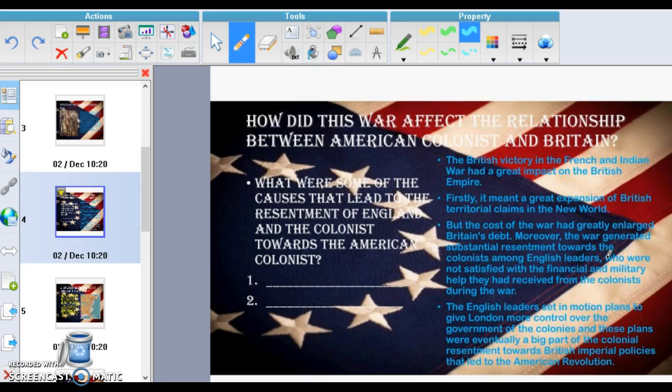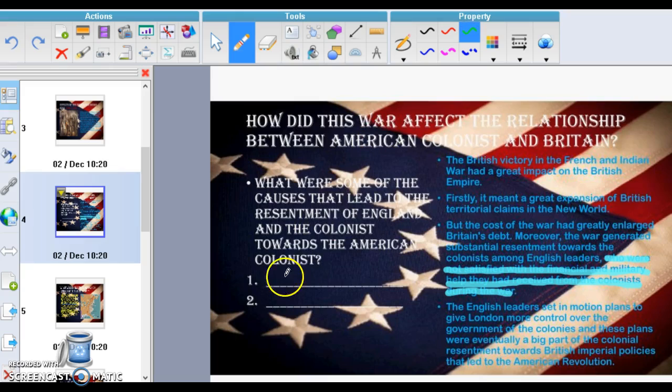It says here that English leaders were not satisfied, so let's underline this, they were not satisfied with the financial help they had received from the colonists during the war. So this caused tension. And we can come over here and change our color, drop down menu, a marker.